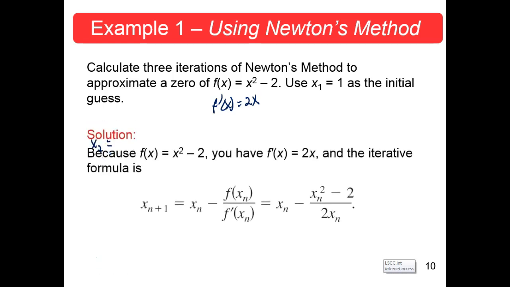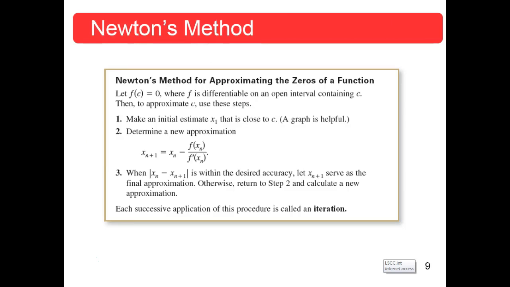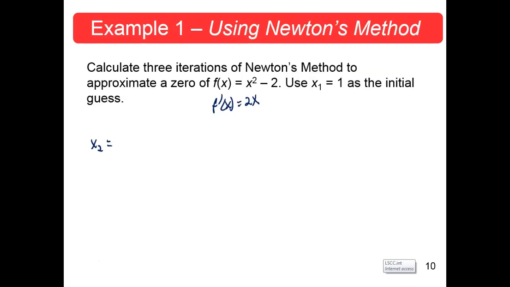If you need to go back, go back a slide. Here's what Newton's method is. x sub n plus 1 is equal to x sub n minus f of x sub n, divided by f prime of x sub n. Okay? So that will be x sub 1, which we have, minus f of x sub 1 over f prime of x sub 1. Okay? So what would that be?